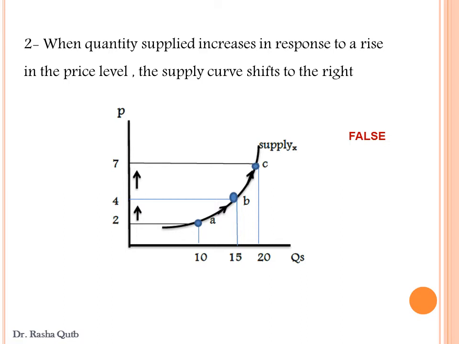So the correction of this sentence is that when quantity supplied increases in response to a rise in the price level, the quantity supplied would increase and we are moving from one point to another point along the same supply curve, not shifts in the supply curve.